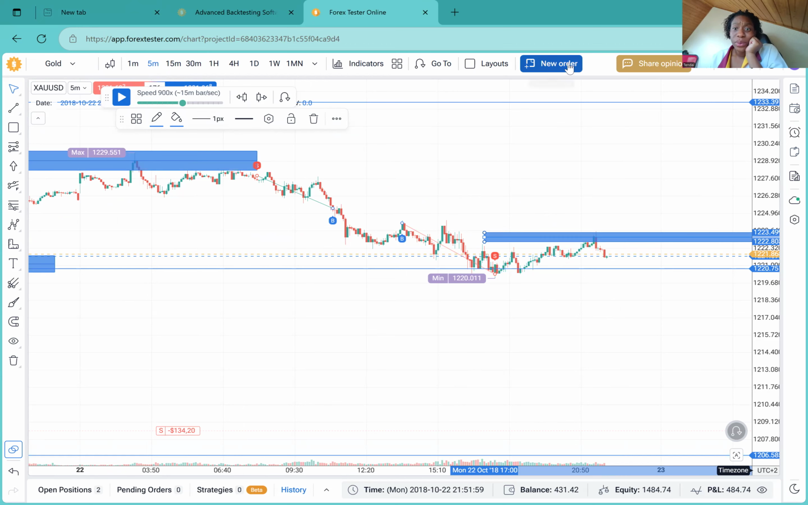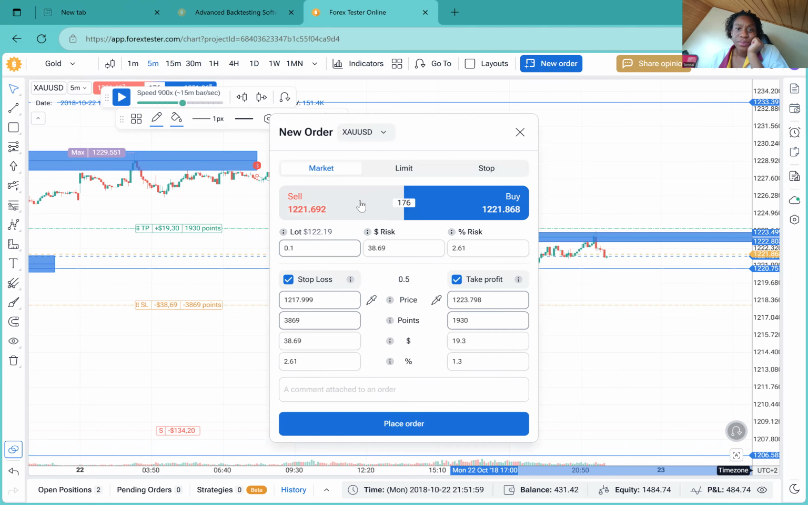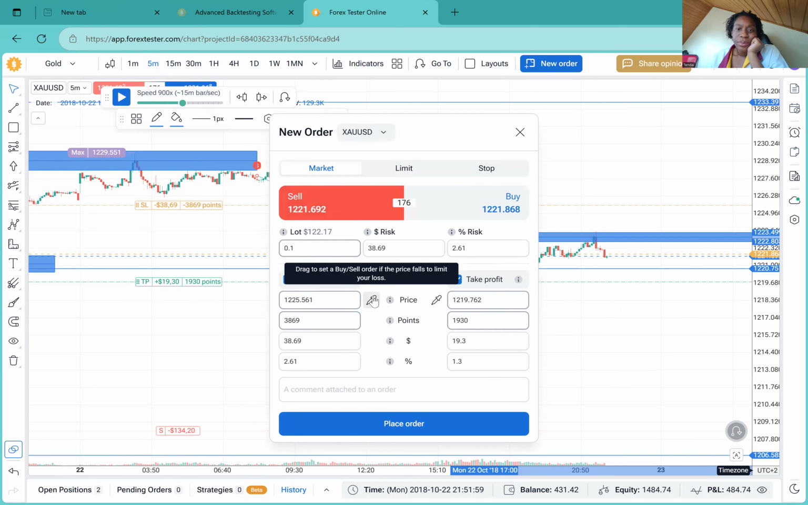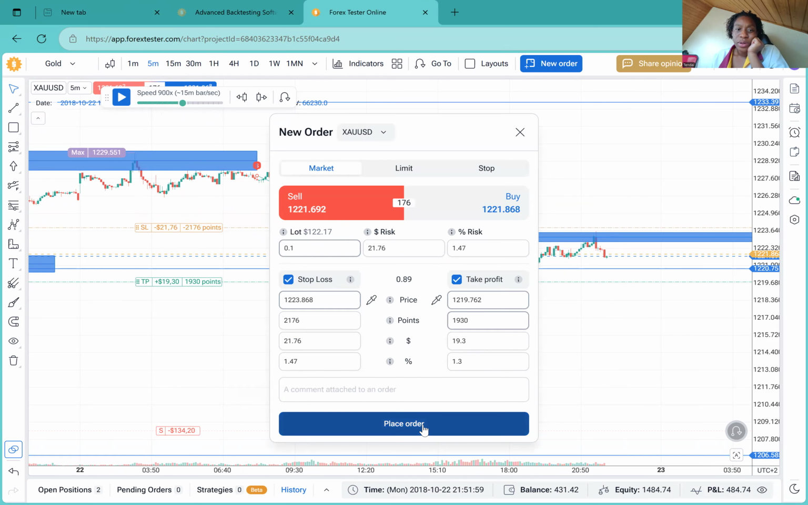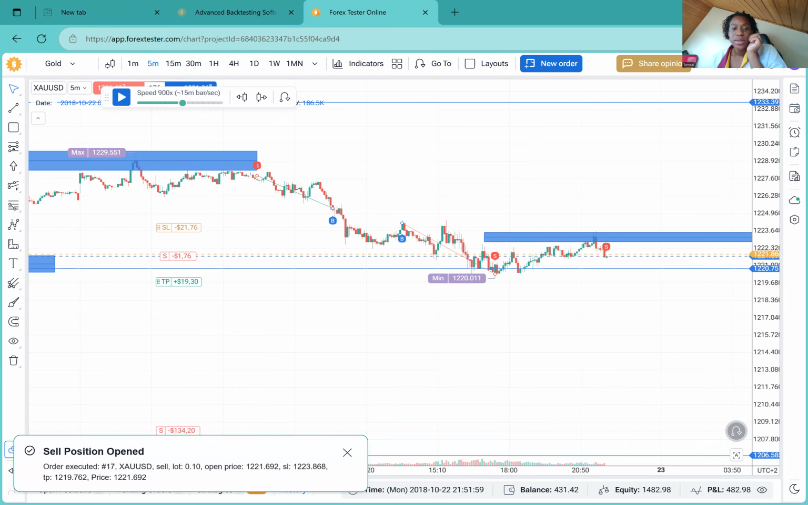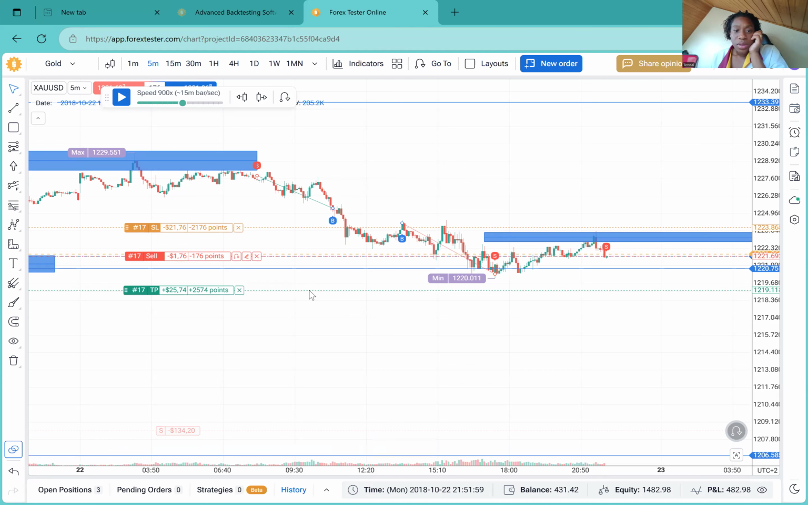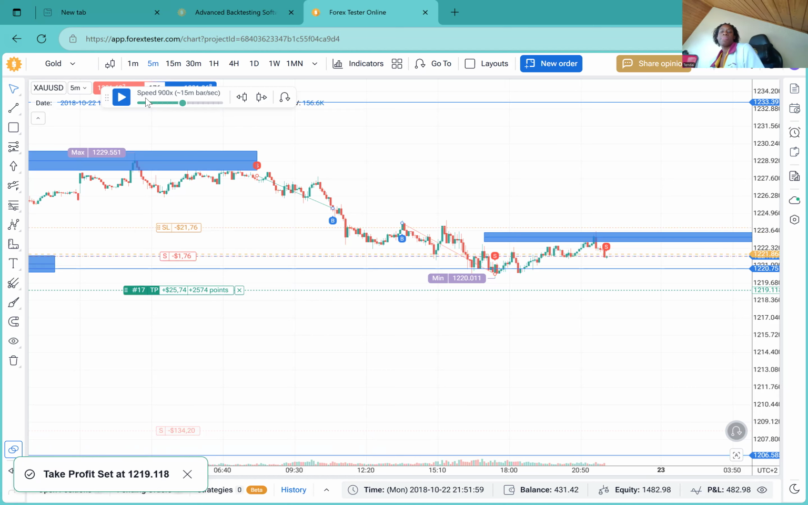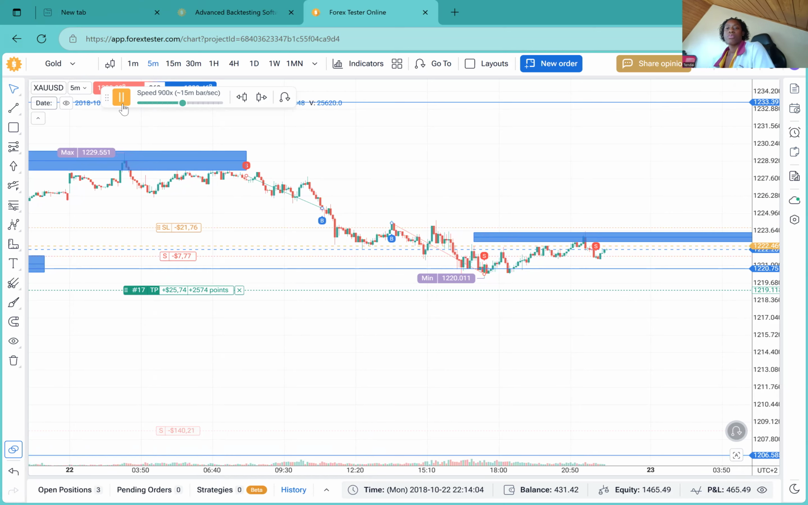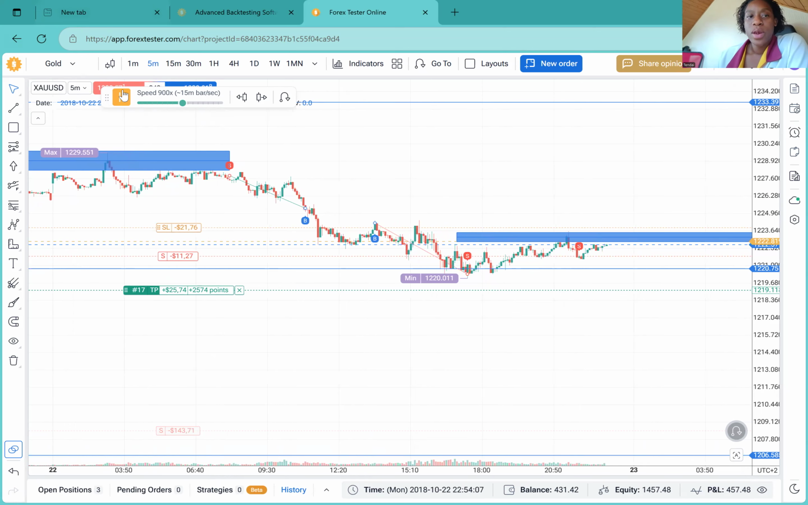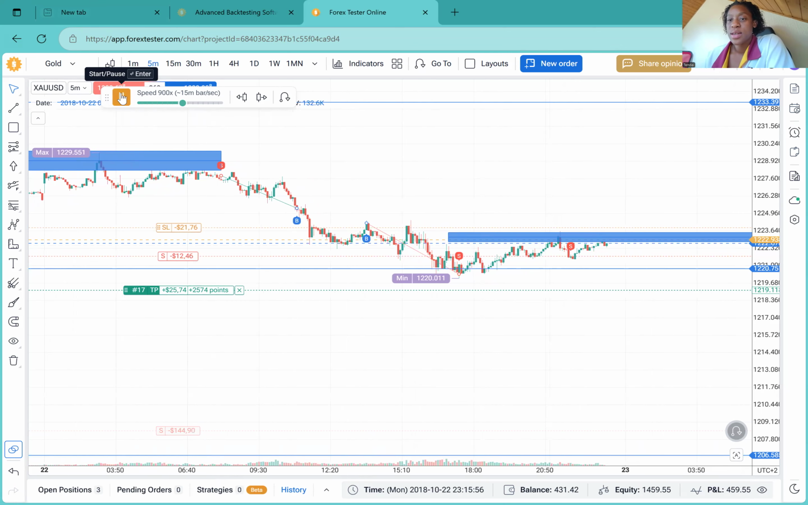What do we do? We sell. Stop loss above, and then the target. Okay, so position opened. What's the take profit target? Okay, let's see what happens. Okay, it went to retest that area again.